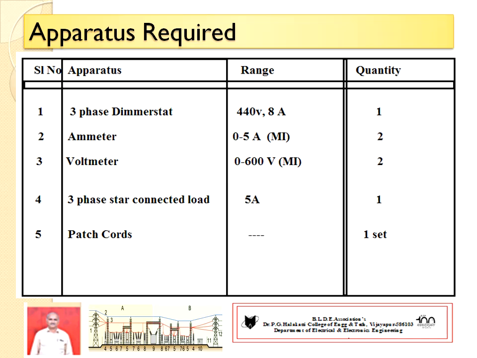So after drawing the circuit diagram, you go for the list of equipment or apparatus required. Very first, we want a three-phase thermostat, that is of 440 volts, 8 ampere. One thermostat is sufficient, quantity is 1. Then we want an ammeter, that is moving iron type analog ammeter, 0 to 5 ampere, 2. Voltmeter 0 to 600 volts, moving iron type, 2 voltmeters are required. Then a three-phase star connected load, that is the capacity of 5 ampere, 1 required.